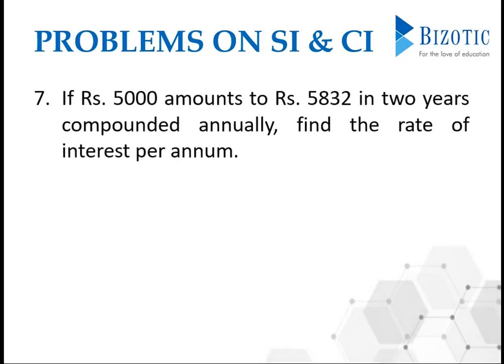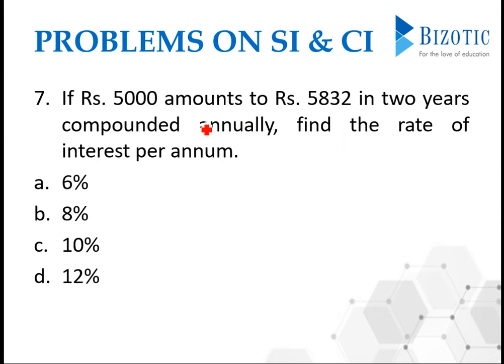Now let's move on to the next problem. If rupees 5,000 amounts to rupees 5,832 in 2 years compounded annually, find the rate of interest per annum. This is an easy problem where you can just substitute and find out.